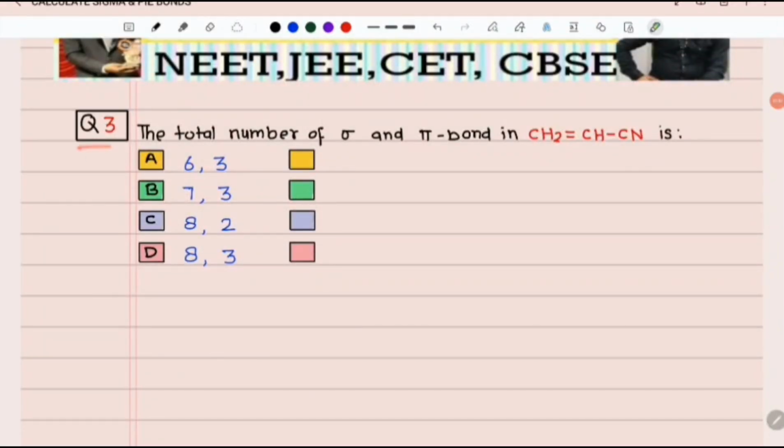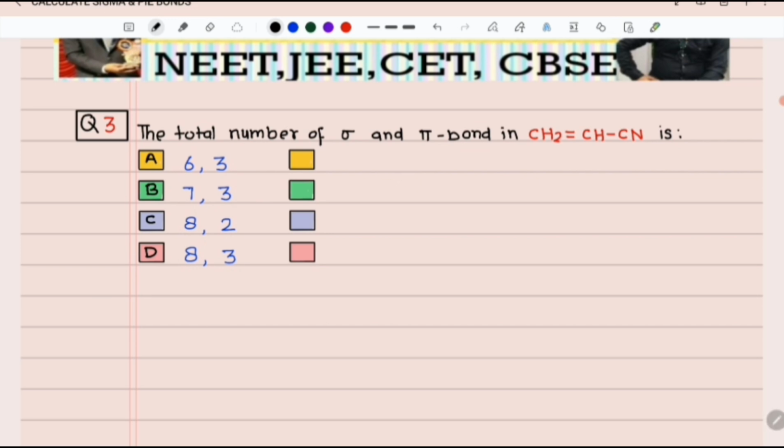Question 3. The total number of sigma bond and pi bond in the given compound is. Options are 6, 3; 7, 3; 8, 2; 8, 3. First of all, we have to see the structure to see how all the atoms are connected to each other. Okay, so let us first make the structure.